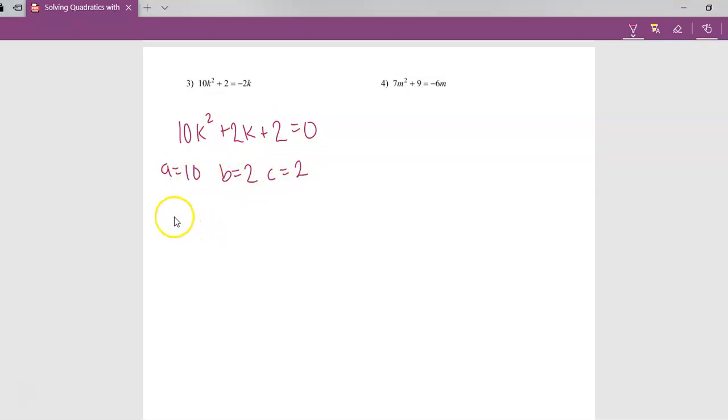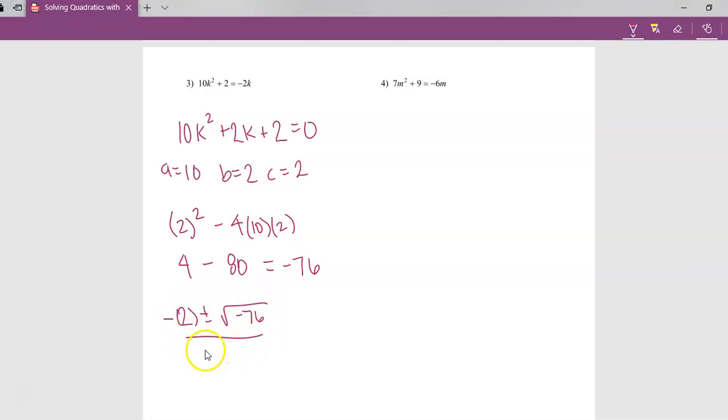My discriminant would be B squared minus 4 times A times C. So that's 4 minus 80, or negative 76. So negative B plus or minus the square root of negative 76 all over 2 times A, 10. So this gives me negative 2 plus or minus i square root 76 over 20.